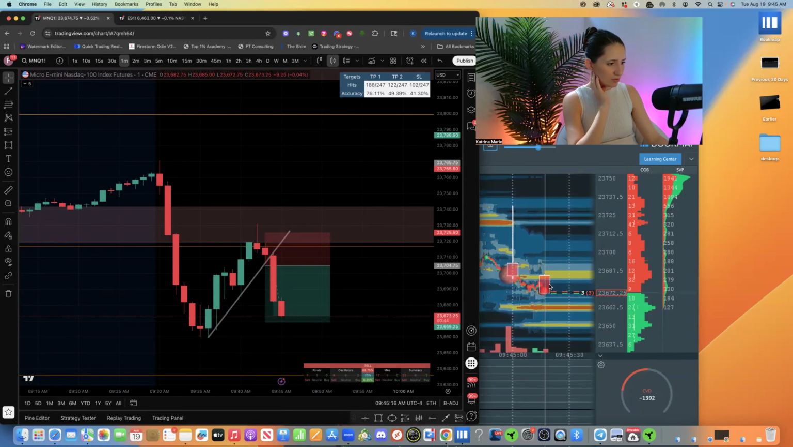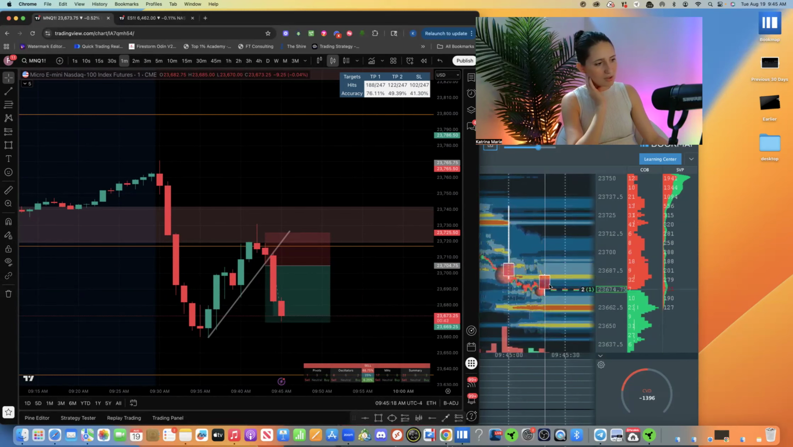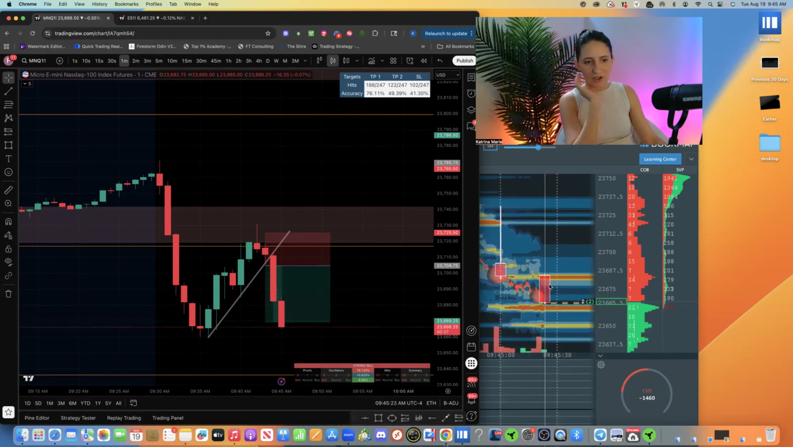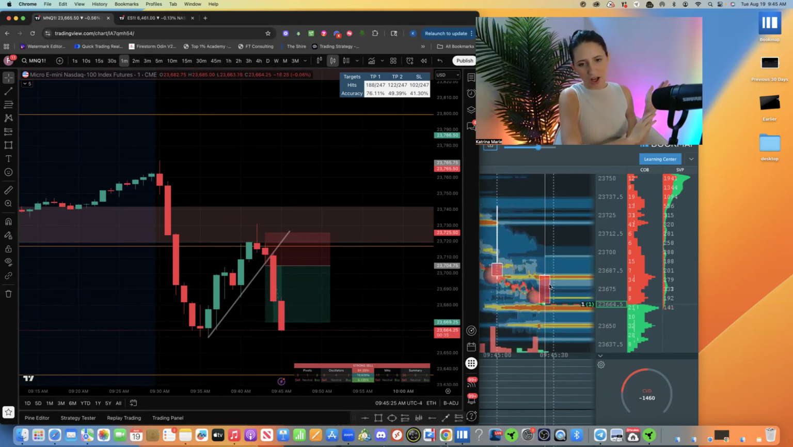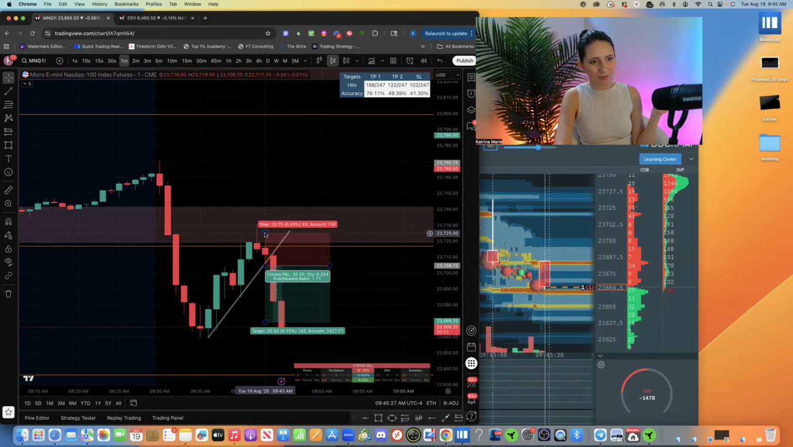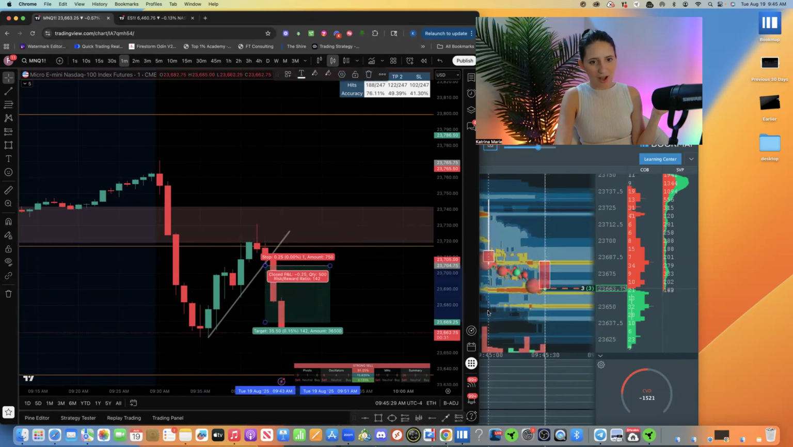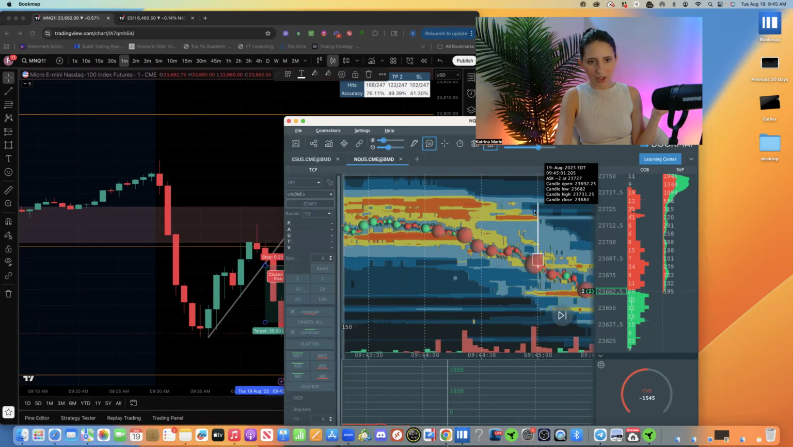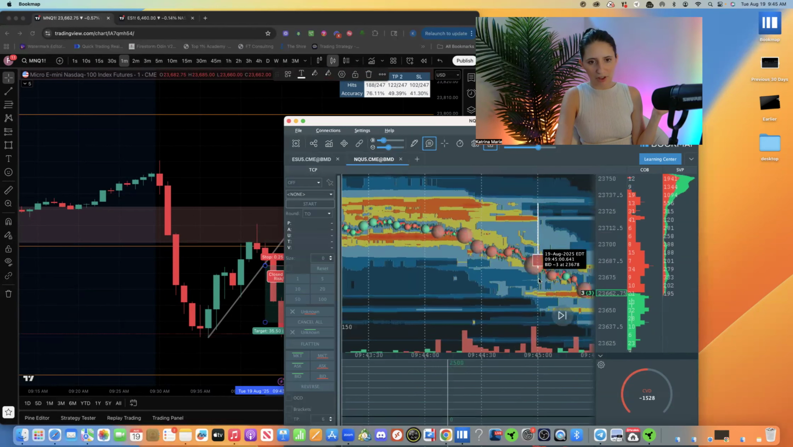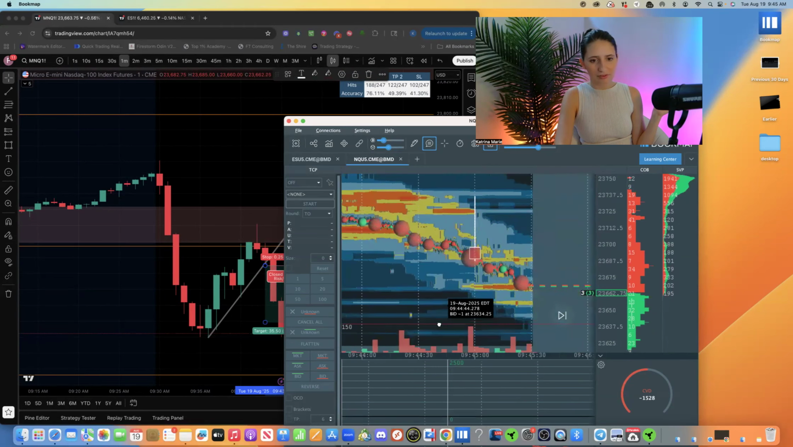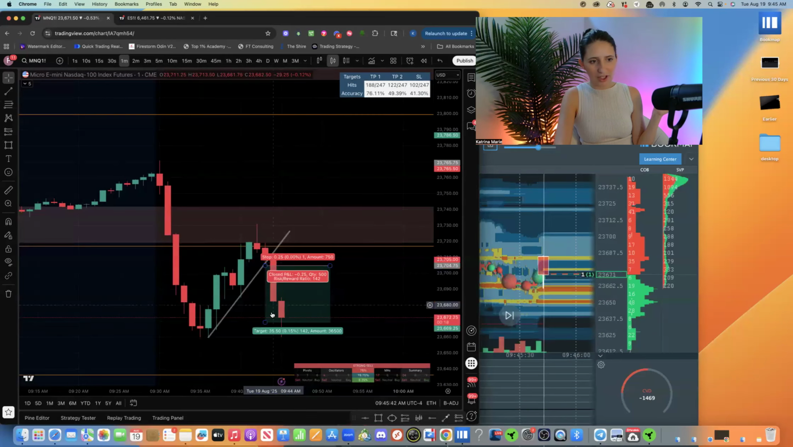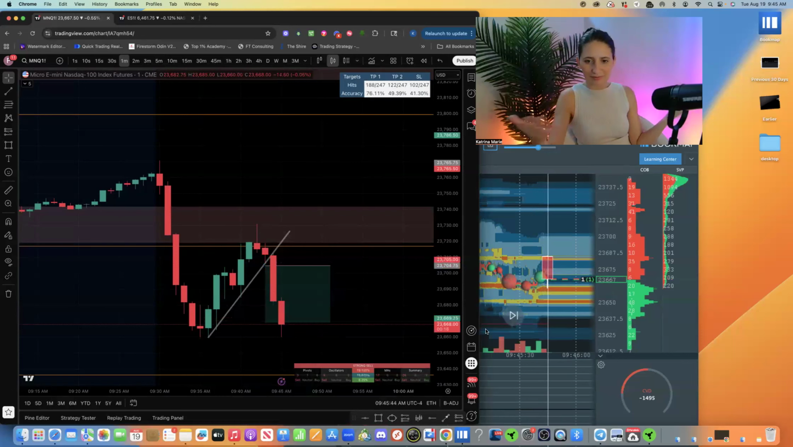And I'm up 650 on that little scalp there. So there you go. Little 5-minute candle hack reversal as we saw here. That 5-minute candle completely retracted. Nice to see. And we caught the pullback of that.